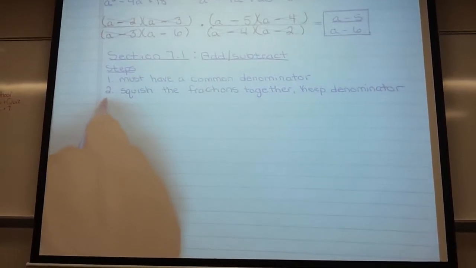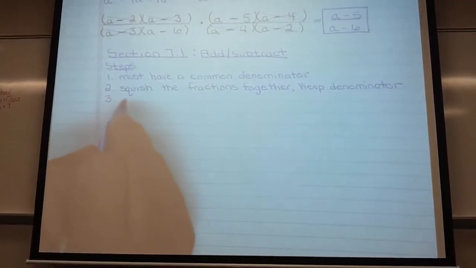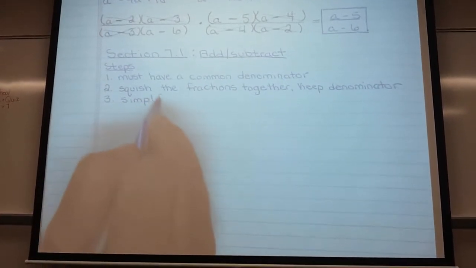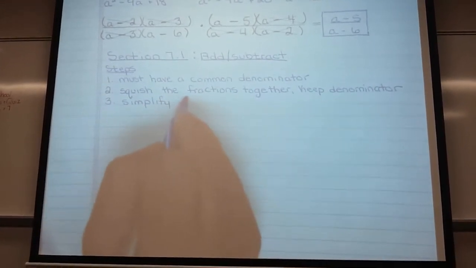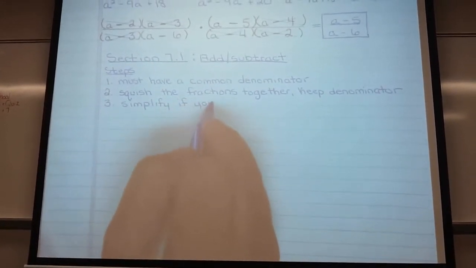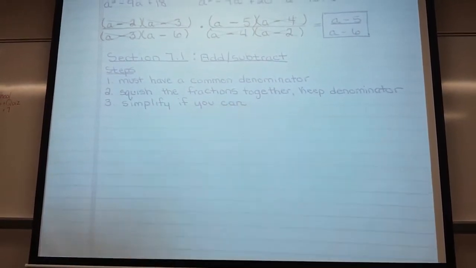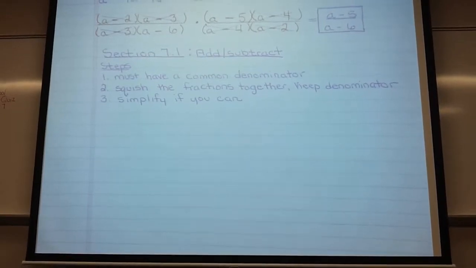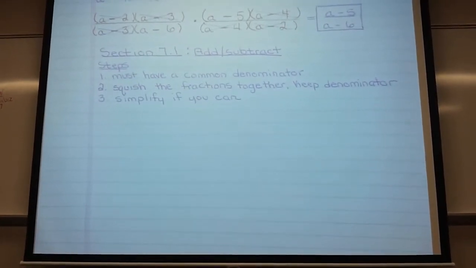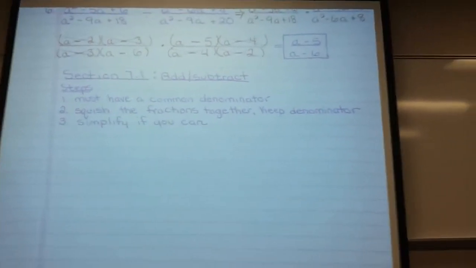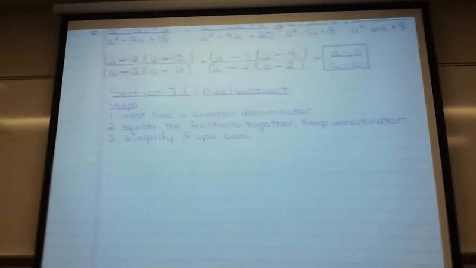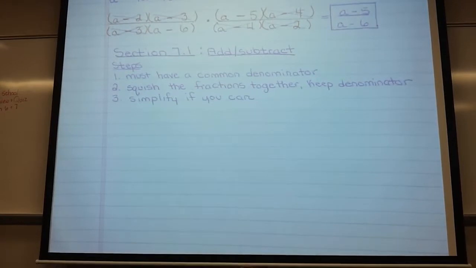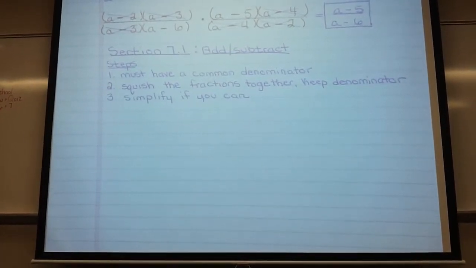And then step 3, simplify if you can. Most of the time, you're only doing step 2, because step 1 I told you is always going to be done, and you don't always have to simplify. So usually it's just step 2. So you have to have a common denominator. That you'll have.